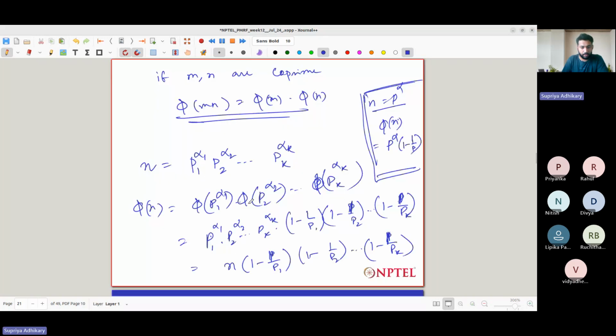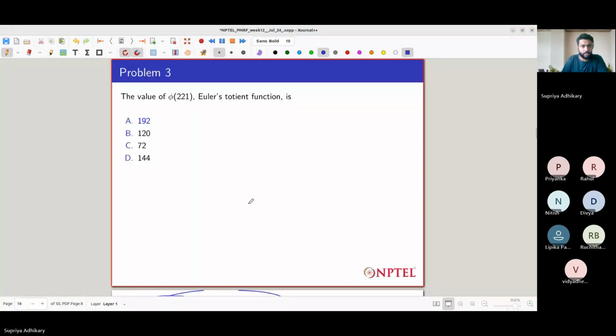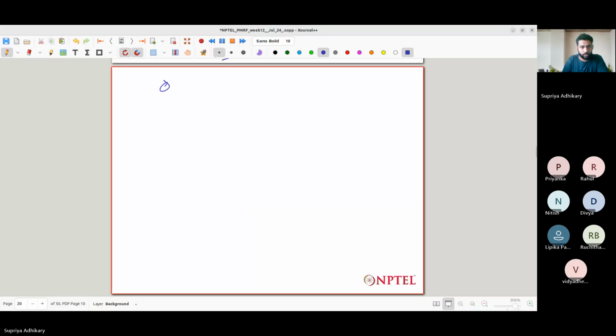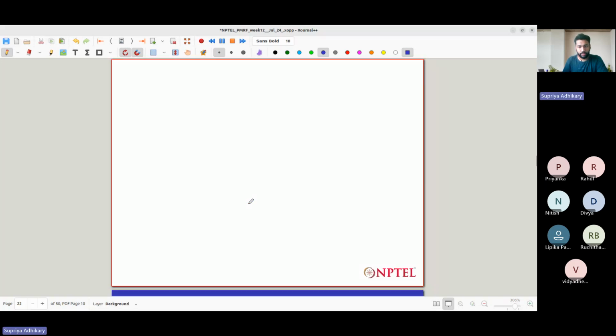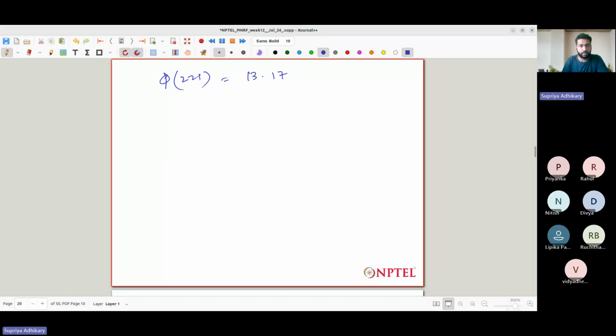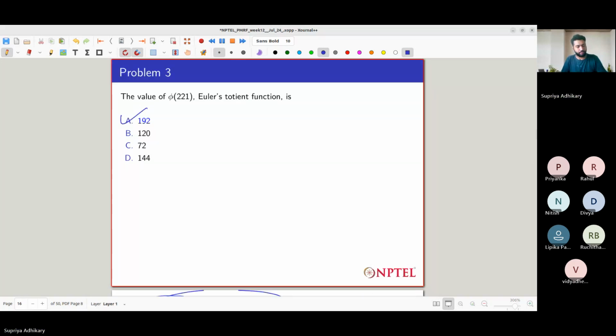Now, the number that is given in the question is 221. So if you consider phi of 221, that is nothing but 13 multiplied by 17. Now, if we use this formula over here, then that will actually give us (13 minus 1) times (17 minus 1), and that is 192. So this is our answer.